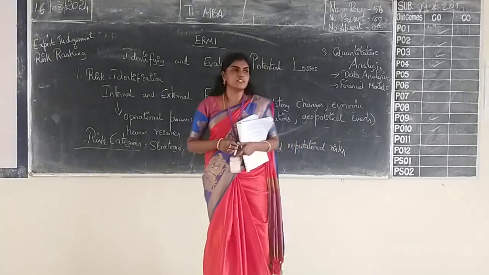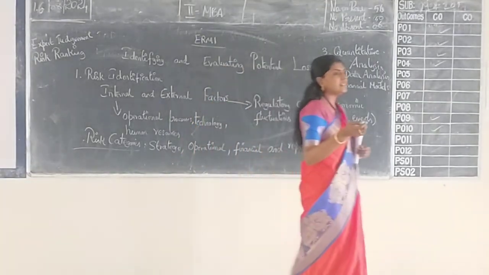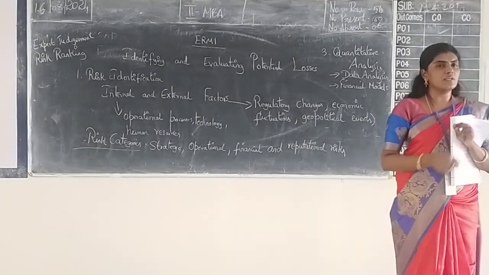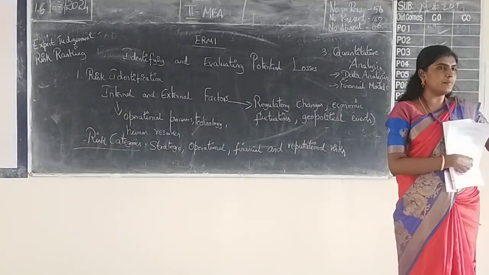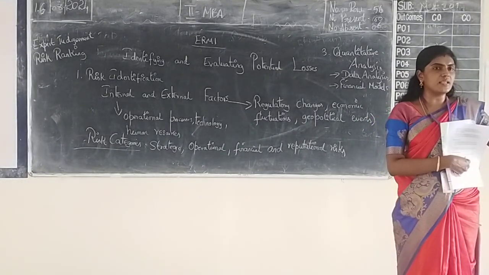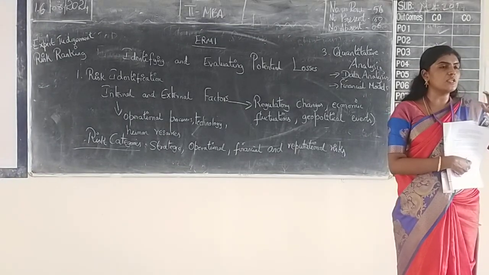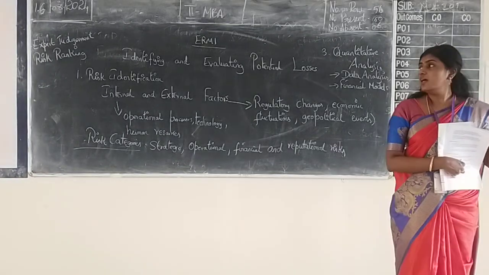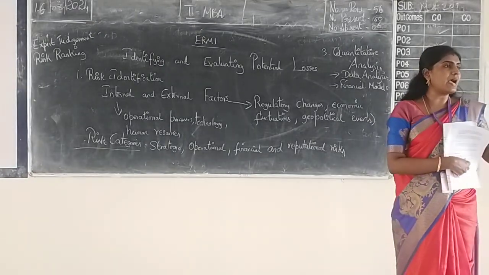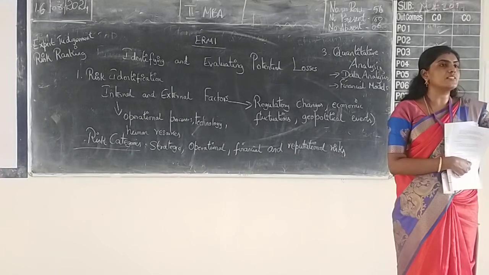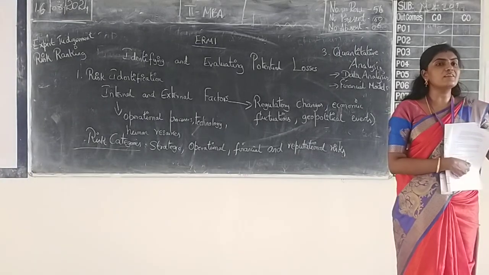Expert judgment. Based on the analysis you are judging. If you continuously gain a profit, what is the reason? After next year, how much do you have to give? That also you have to analyze. Next, risk ranking. You already identified the risk, so next you have to categorize that. Next you have to give the rank for the risk.